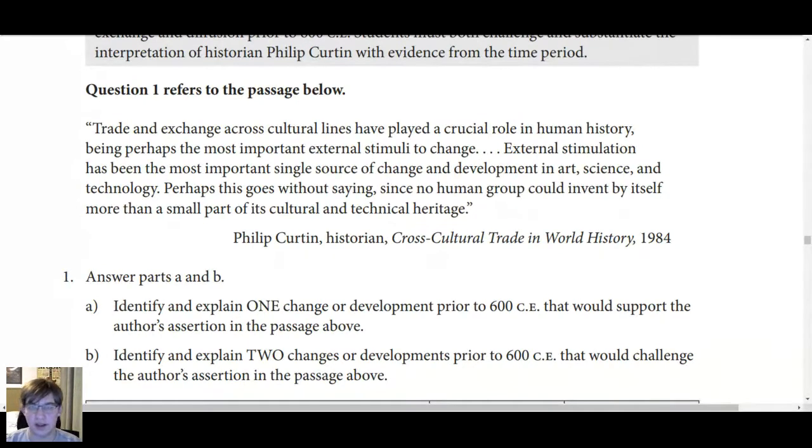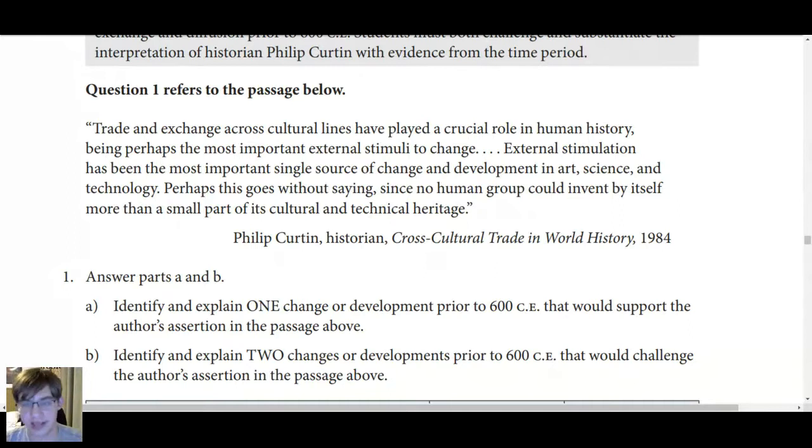Let me just delete these. Okay, so do you want to read this one, or do you want me to read it? You read, can you please? Alrighty. This is by Philip Curtin, a historian, cross-cultural trade in world history, 1984.